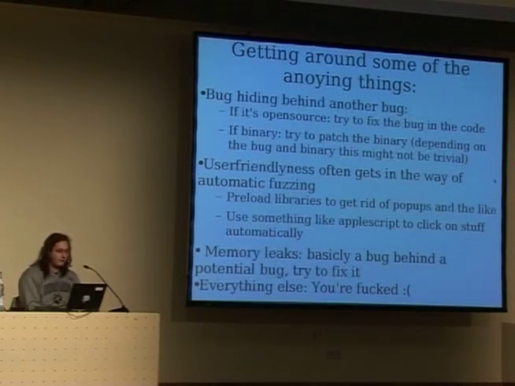Memory leaks, which is arguably a bug behind a bug, because memory leaks on themselves are bugs, I guess. Again, the same rules for bug behind a bug apply: if it's open source, fix the memory leak if you can find it. If it's binary, if you can find it and if you can fix it, because binary is obviously a lot harder to patch than when you've got source code. But if you can fix it, try and fix it, because memory leaks do matter when you're fuzzing stuff.